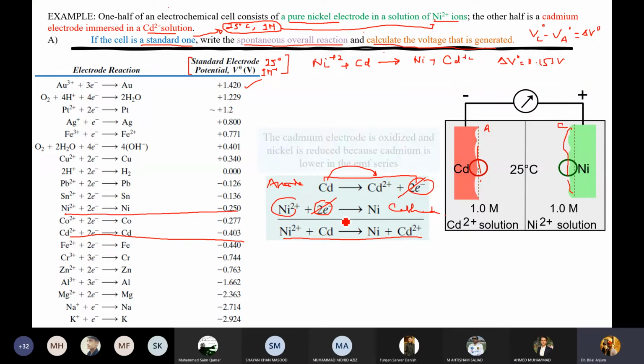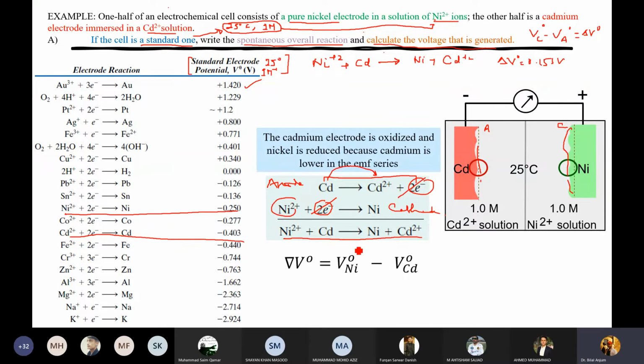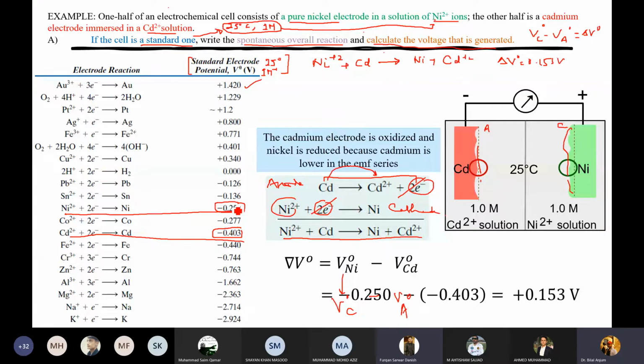The standard cell potential equation that we have is V standard of cathode minus V standard of anode. Standard potentials are taken from the electrochemical series. If we plug in the values, the voltage comes out to be plus 0.153 volts. Clear enough? Yes, sir. All right.